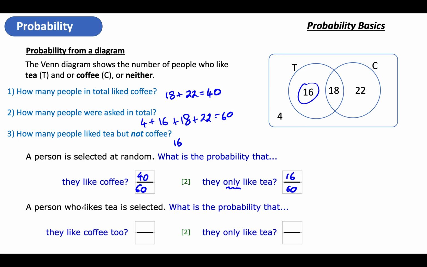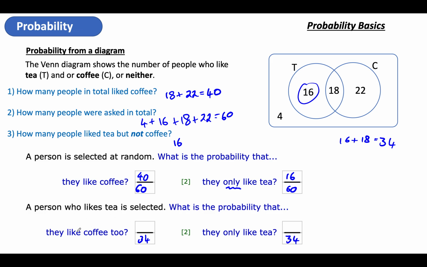And down here, a person who likes tea is selected. That is our condition. So we know this is conditional. So we need just out of the people that like tea. Now the people that like tea is the 16 and the 18 put together, which is a total of 34. So there are 34 people who like tea. So both these fractions are going to be out of 34.